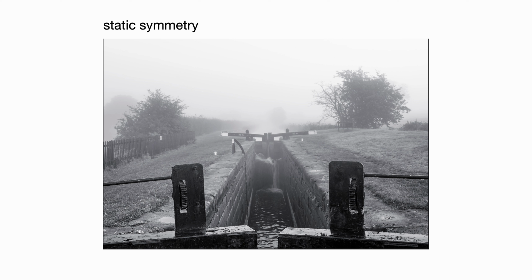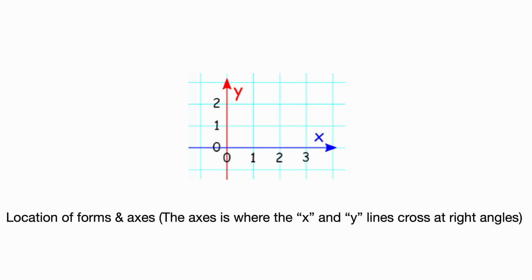Here we have static symmetry, where we're not really seeing the diagonal lines. All of the elements of this composition, of this photograph, are placed on the axes and on the lines and on the nodes of those lines. We don't have any of these items really being placed along a diagonal. So when we're talking about these terms, we're talking about location of forms being placed on axes. So we're talking about the X and Y lines.